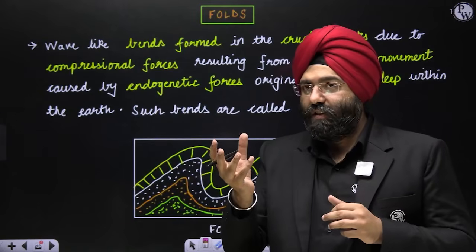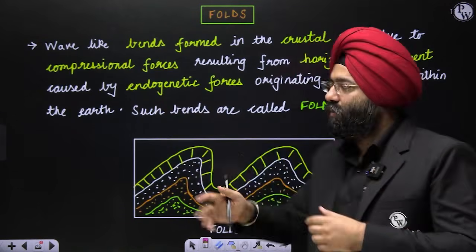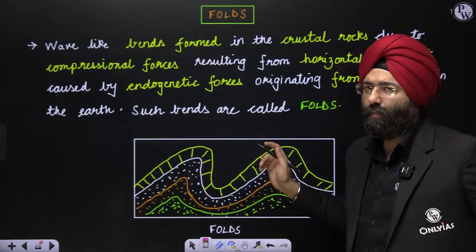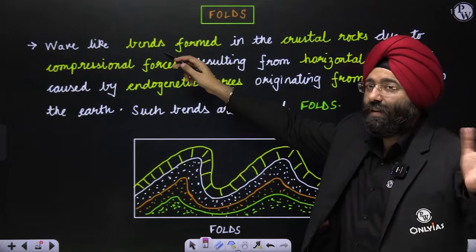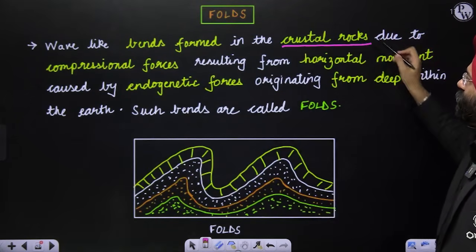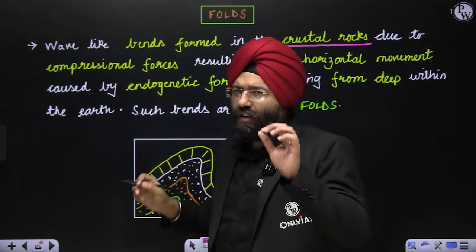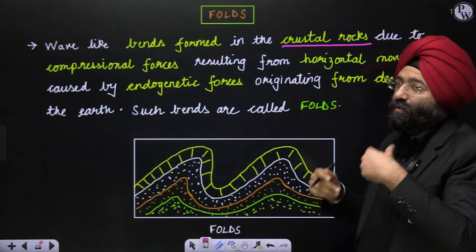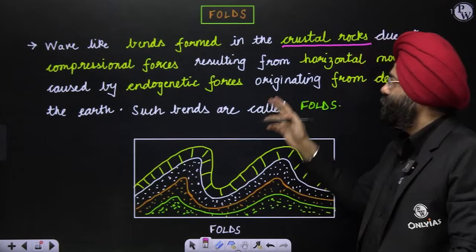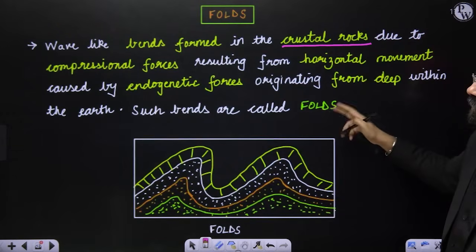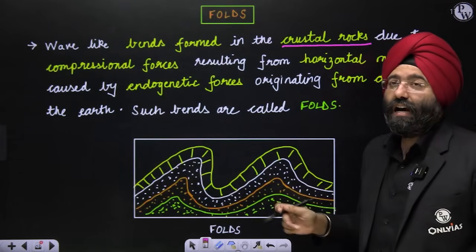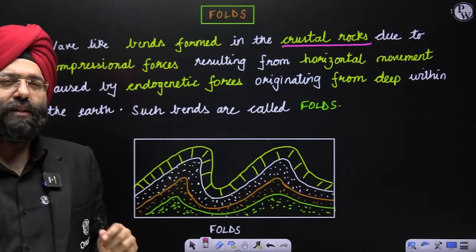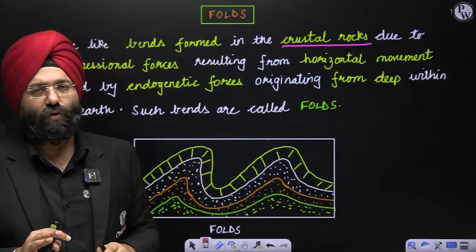These are what? Endogenic processes, and these endogenic processes are then leading to the formation of what? Bending of these crustal layers, as I've shown you using the paper also. So these are wave-like bends that are formed in the crustal rocks due to the compressional forces. I've already highlighted the keywords over here. Please remember, resulting from the horizontal movement caused by the endogenic processes taking place deep within the earth, such bends are known as folds. Now, please copy this statement. This is a basic and the easiest definition that you can come across with respect to folds.